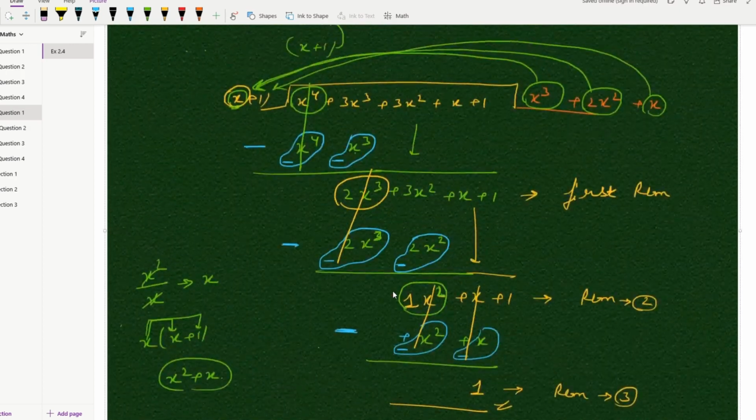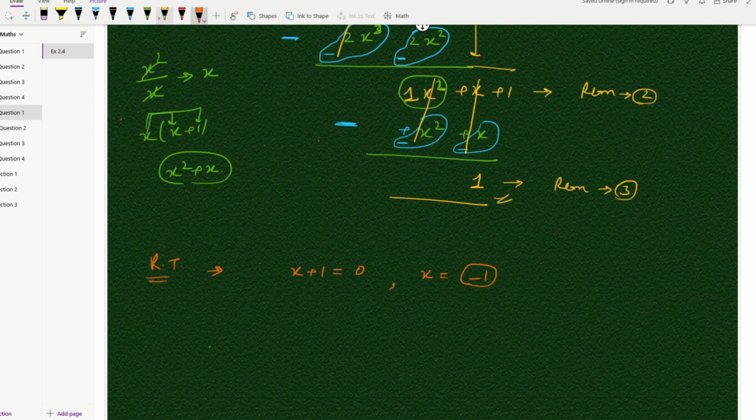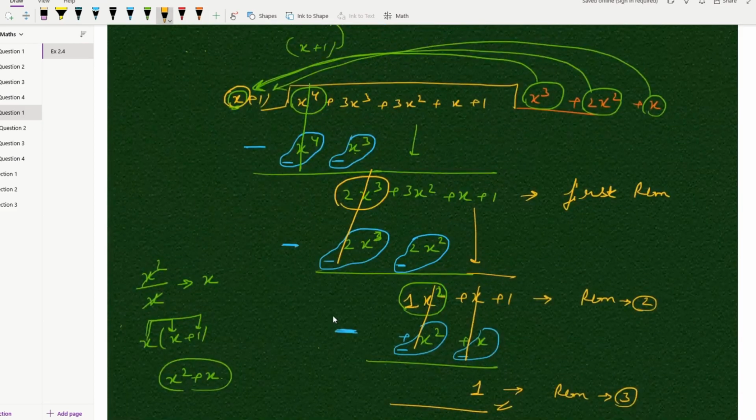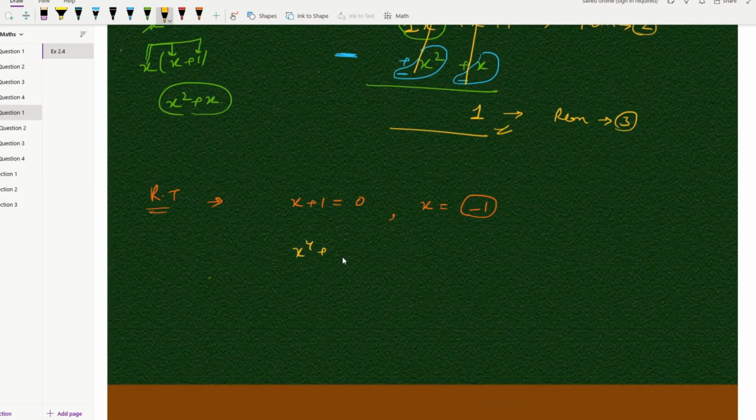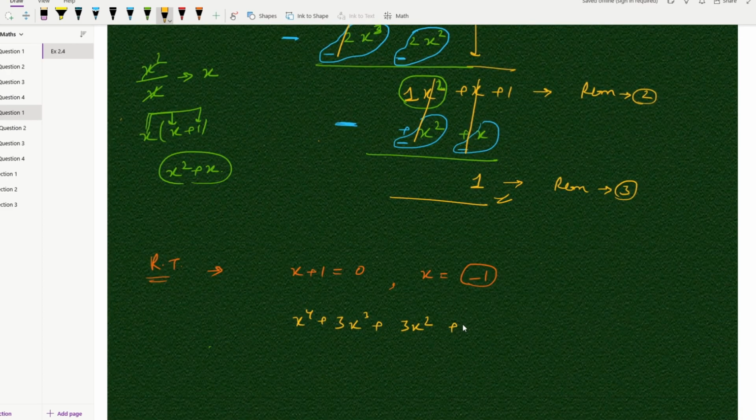अभी जो x की वैल्यू -1 है, हमें जो पॉलिनोमियल है इसके लिए हमें चेक करना है सब कुछ, उसमें डाल देते हैं. द पॉलिनोमियल वी हैव गॉट इज x4 plus 3x cube plus 3x square plus x plus 1. So just replace this value.